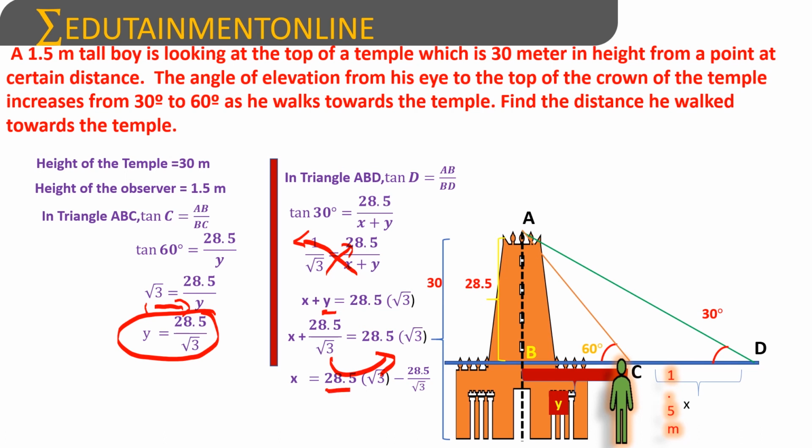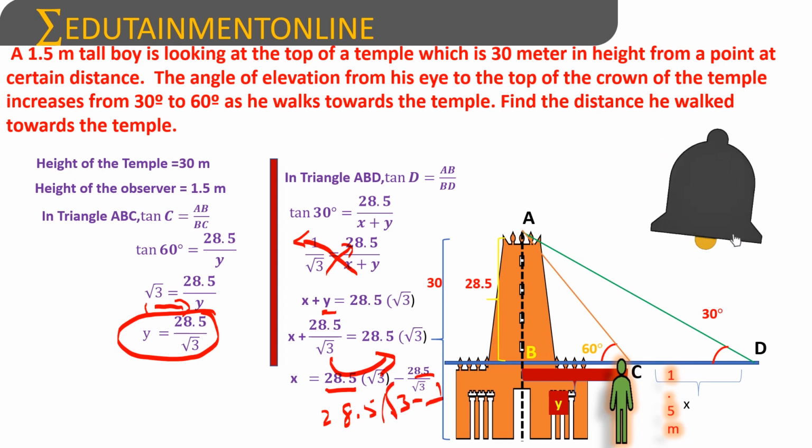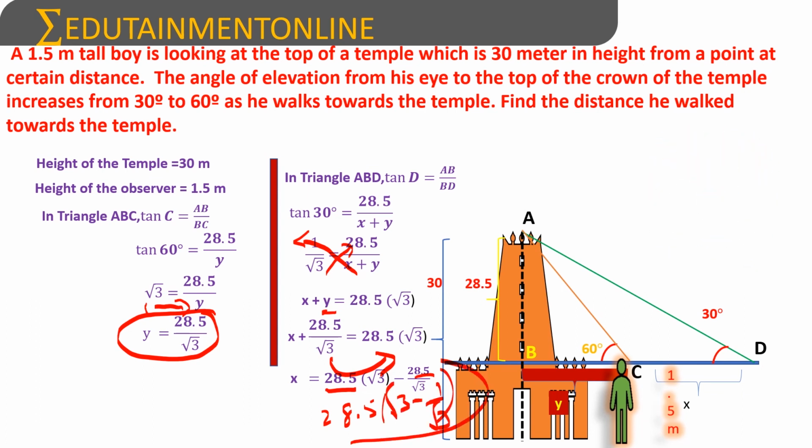So we can take 28.5 as common. So x is equal to 28.5 into (root 3 minus 1 by root 3). This is the distance travelled by the boy.